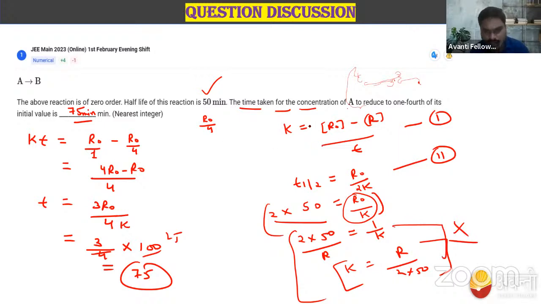Now we know further from this equation that KT is equal to this. So just putting the value, because in the question itself it is given A reduced to 1/4 of its initial value, after putting the value, you'll get T is equal to 75. Okay. So I hope this is clear to everyone. Anyone having any kind of doubt, you can ask. No? Chal.